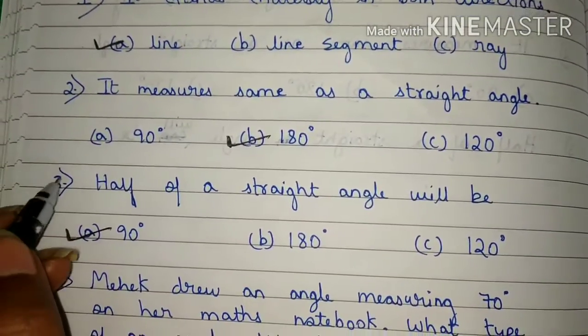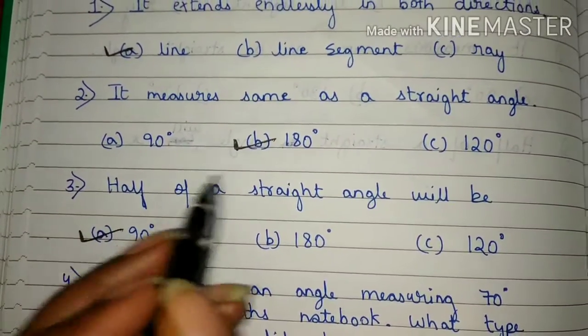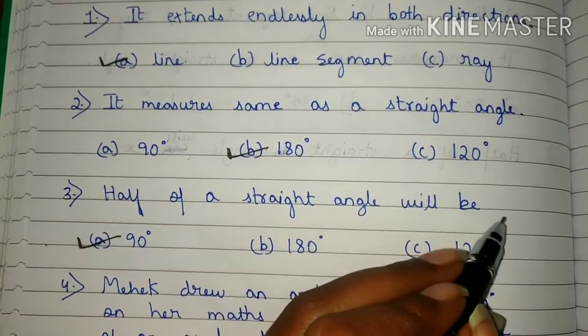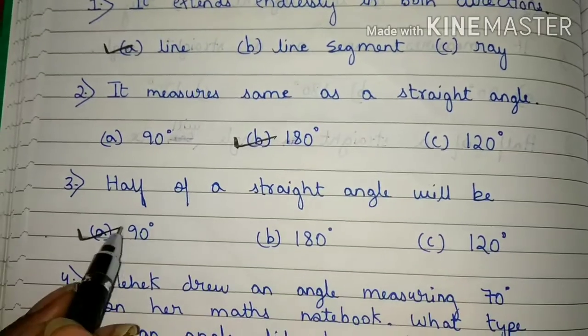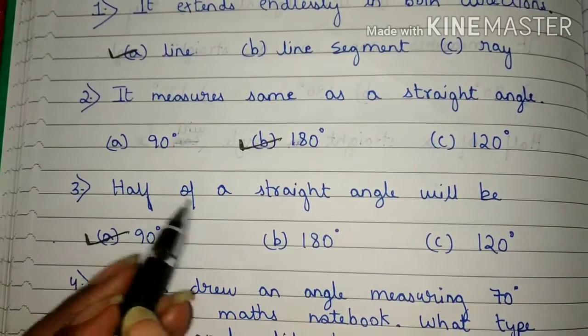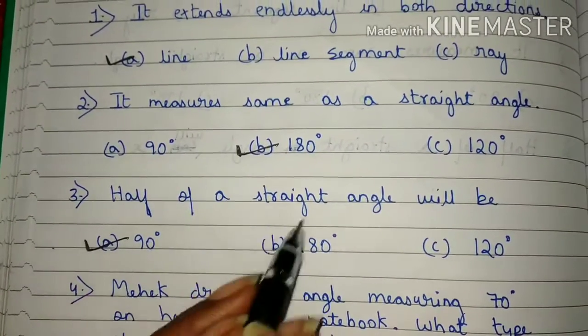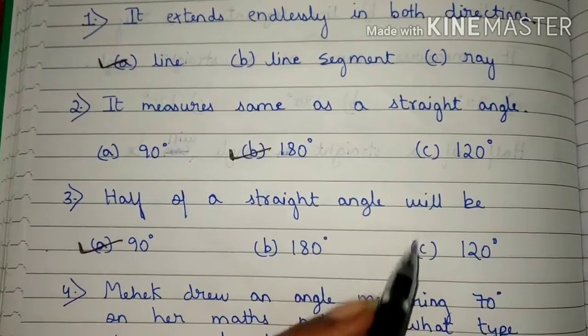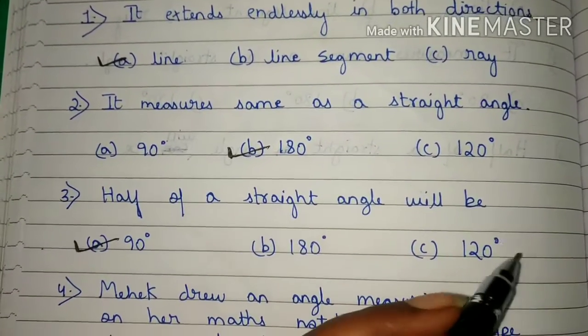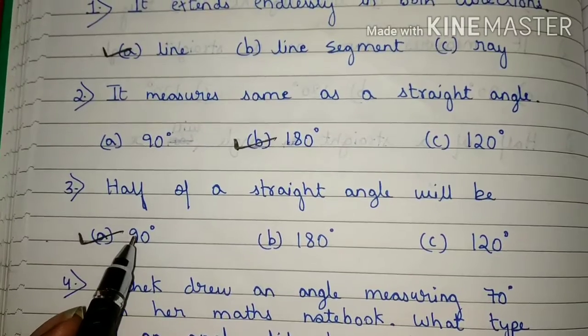Students, now come to the third. Half of a straight angle will be what? Here three options are given to you. Option A, 90 degree. Option B, 180 degree. Option C, 120 degree. Now you have to tick the correct answer.